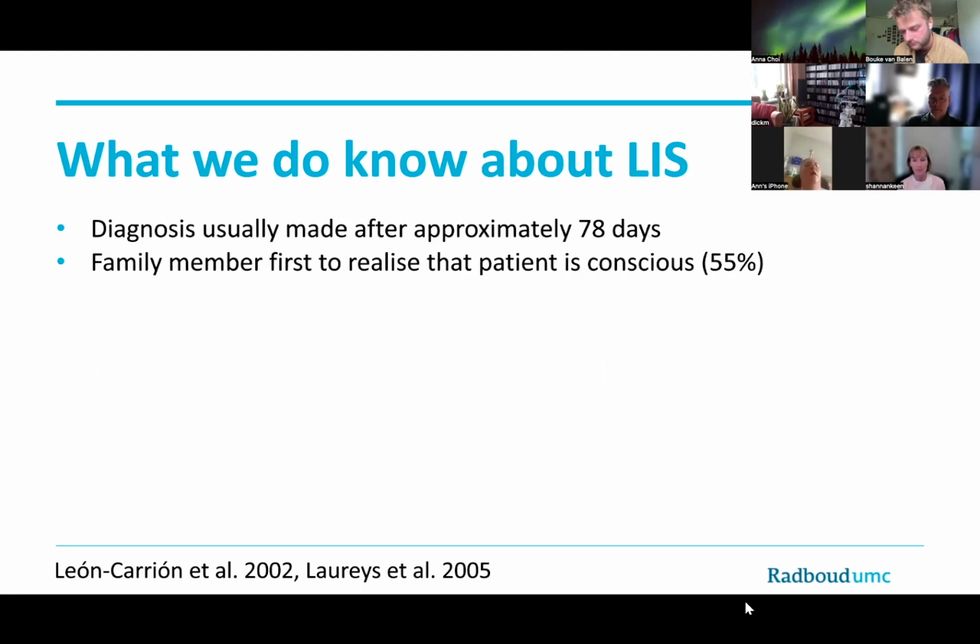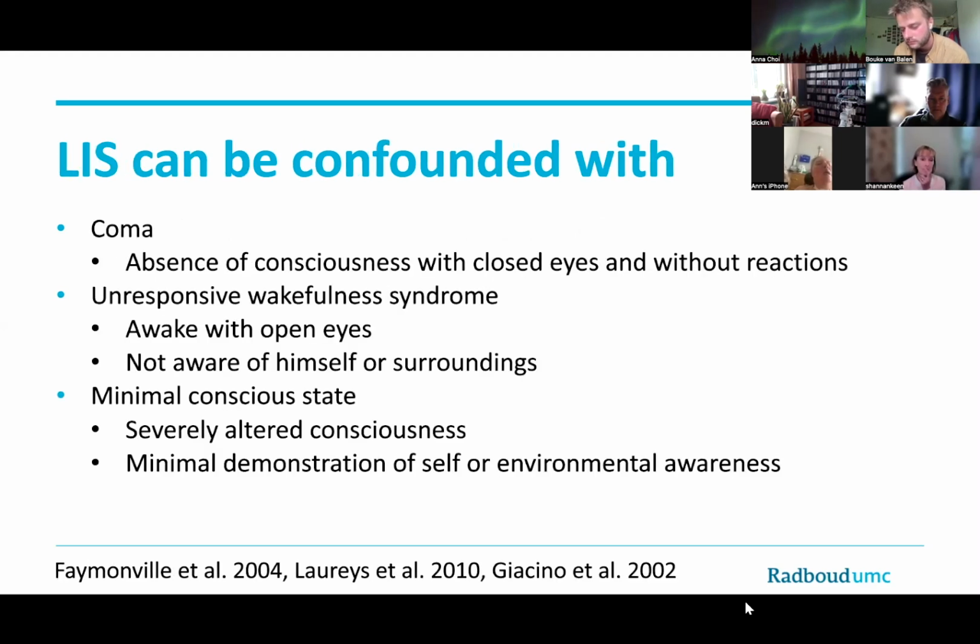Diagnosis is usually made after approximately 78 days, and a family member is first to realize that the patient is conscious in 55% of the cases. Confounding with disorders of consciousness is possible if vertical eye movements aren't discovered, which could lead to misdiagnosis. The different types of disorders of consciousness are shown here. Unresponsive wakefulness syndrome is the new name for the vegetative state.